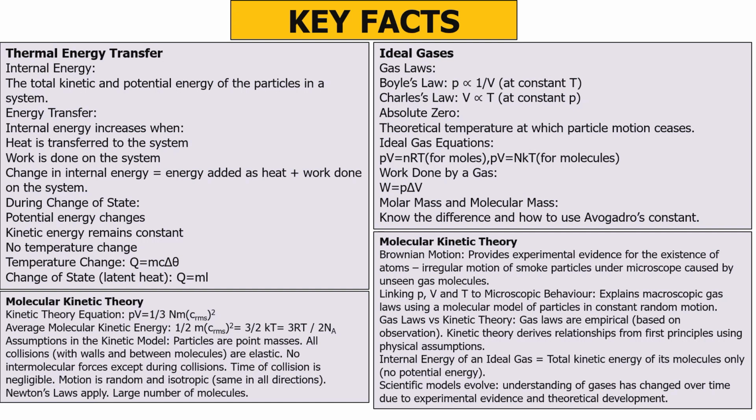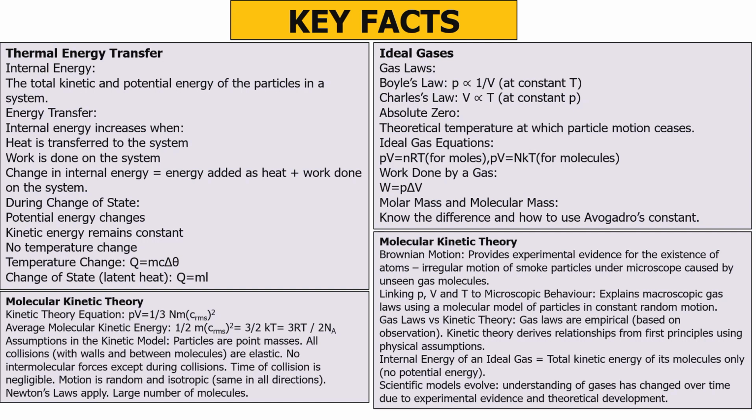Now this means the energy required to cause a temperature change is equal to Q = mcΔθ, whilst the change of state, which is linked to the latent heat, is equal to Q = ml. Now for ideal gases, we know the gas laws are Boyle's law, which is where P is proportional to 1/V at constant temperature, and Charles's law, which is V is proportional to T at constant pressure. Now absolute zero is a theoretical temperature at which particle motion will fully cease. Now our ideal gas equations are pV = nRT for moles and pV = NkT for molecules.